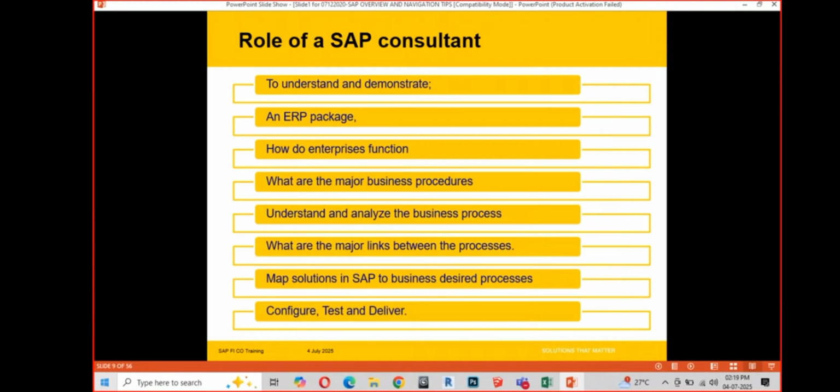What are the major links? How does one department talk to another department in the business partner's business? In my implementing partner's business. Okay. Map solutions in SAP to meet the requirements of my implementing partner.